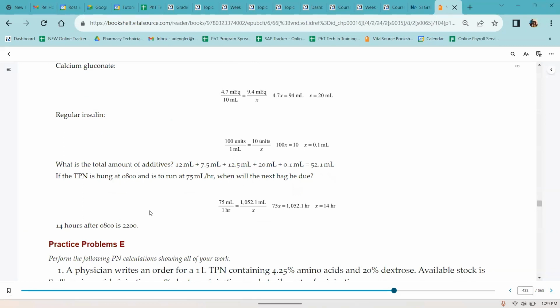And if the TPN is hung at 0800 hours and is to run at 75 milliliters per hour, when will the next bag be due? So they just set up a proportion using the runtime of 75 milliliters per hour. They added up the 1,000 ml IV bag with all of their additives, and they're searching for how many hours that's going to take. Complete the math, and you should get 14 hours.